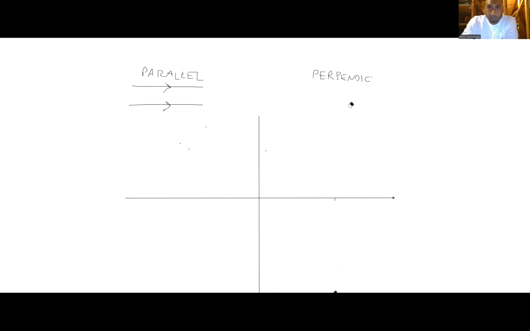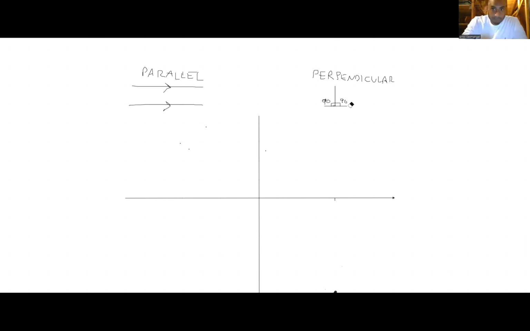Perpendicular. What does perpendicular mean? I don't remember. Perpendicular means like that. So those two lines form a 90-degree angle. So this is 90 right here, and this is 90 right here. So basically two lines that intersect, one vertical and one horizontal, and at that intersection they form 90 degrees.